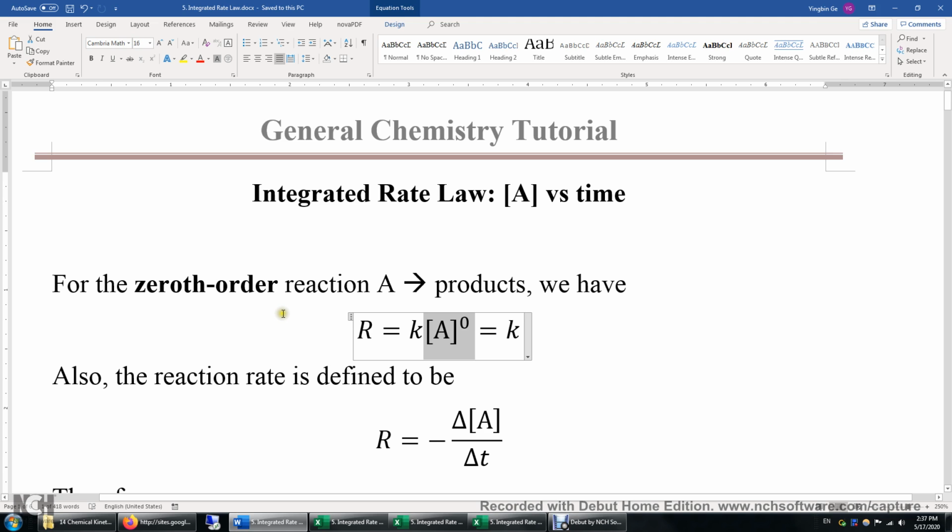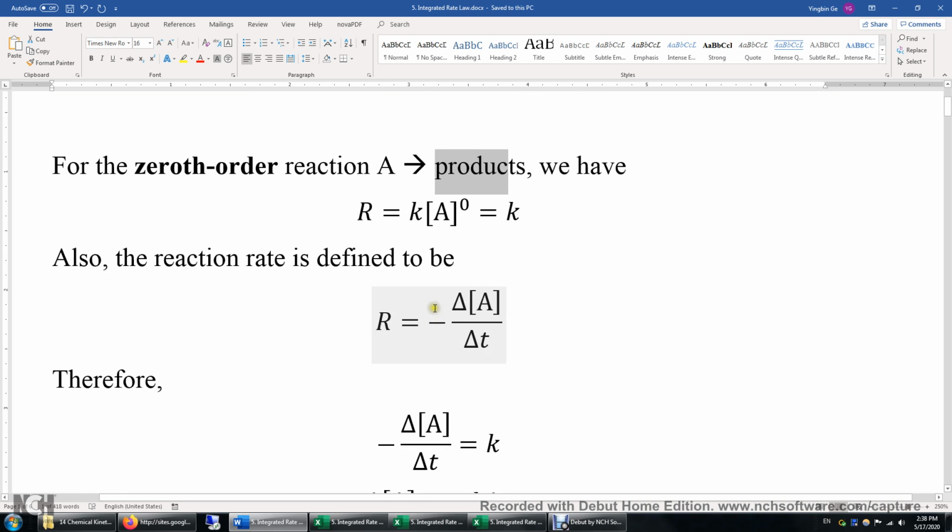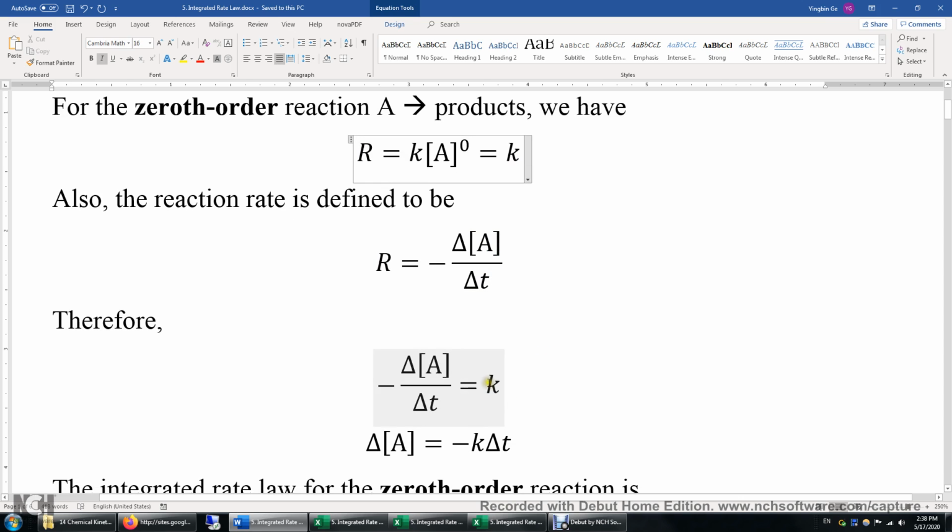Now, how do we define the reaction rate? Well, the reaction rate is the consumption rate of A or the production rate of the products. So let's go with the consumption rate of A. So this is the change of A. This is the time period. We put a negative sign here to ensure the reaction rate is positive. And by looking at this equation and R equals K, we know this delta A over delta T is equal to negative K.